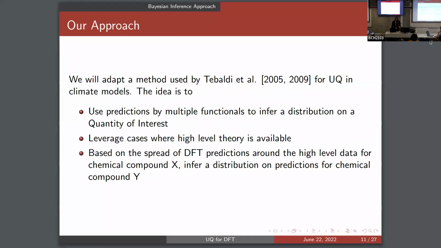This approach is adapted from a method that's used for uncertainty quantification in climate science. This is because the climate scientists face a similar problem in that they have many predictive models available to them. And it's not clear what hierarchy the models should be put in with regards to their relative accuracy.